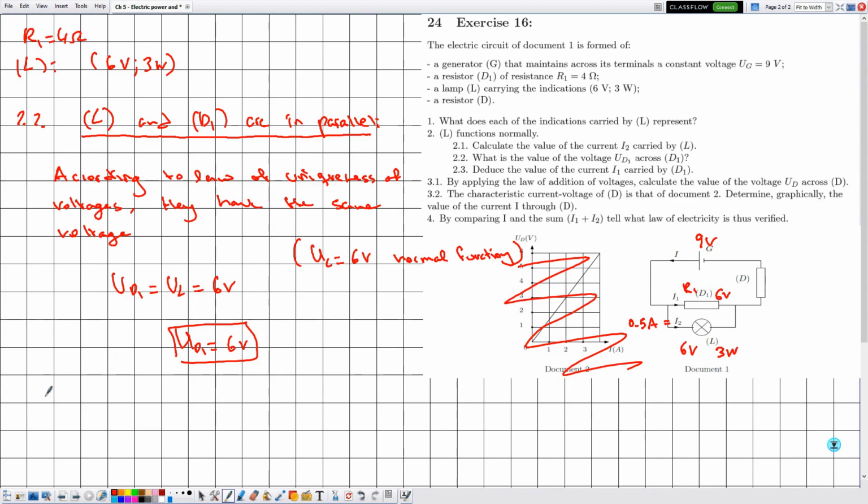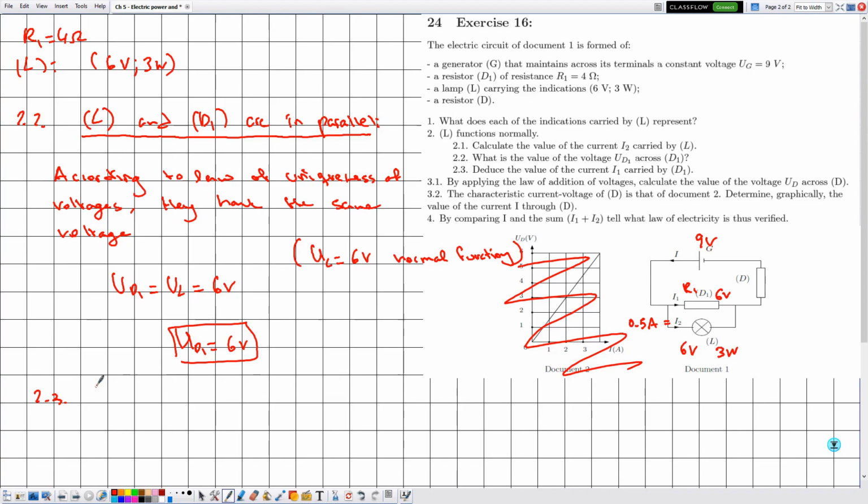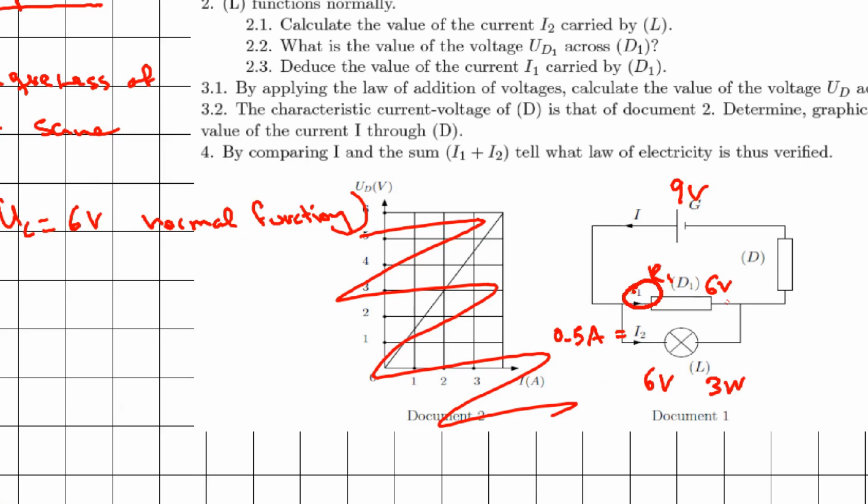Now in 2.3 they are telling me to deduce the value of the current I1 carried by D1. Notice that we know the resistance of D1, which is given by 4, and now we know the applied voltage. Then we can say apply Ohm's law. Okay, we know the value of the voltage and we know the value of the resistance. I can be determined using Ohm's law, yes.